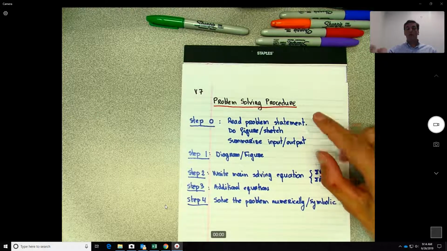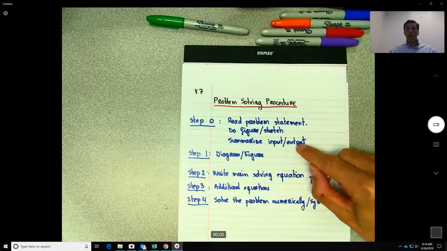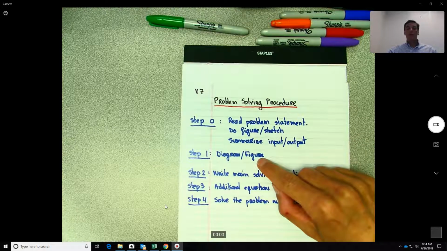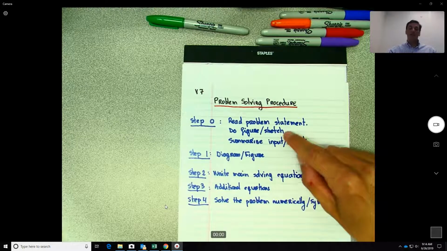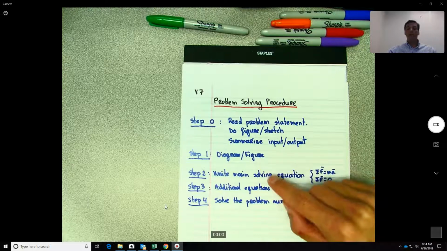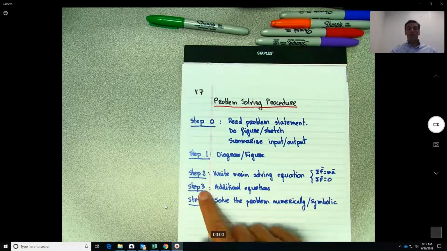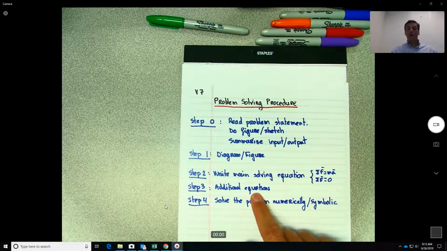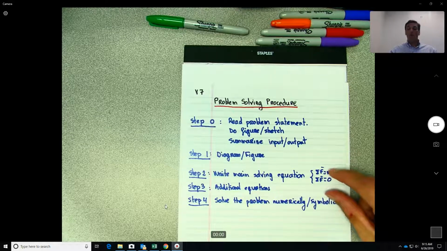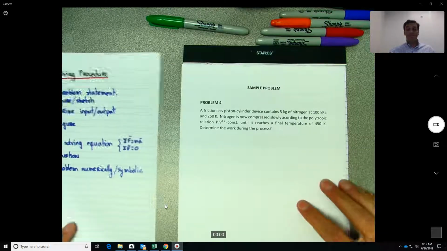Step 0, you need to read the problem and do some type of figure summarizing all the input and what you need to calculate. Then step number 1 sometimes is a bit redundant from step 0, but anyway, it's important because you're going to use that figure in order to write down the equations, which is in step 2. You write down the main solving equation and you try to solve. If you see you don't have enough information, then you need to go to step 3, which is to find the additional equations or information. And once you have all the information to solve, then you can go to step 4. Okay, so let's get started.